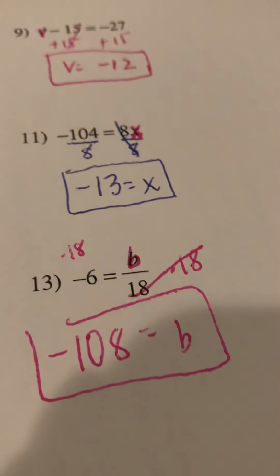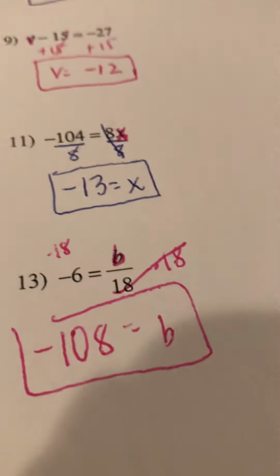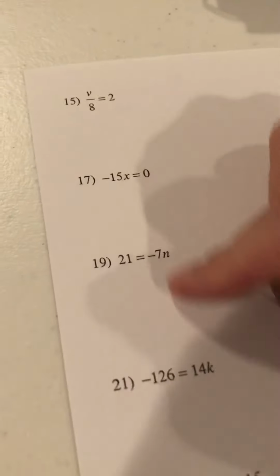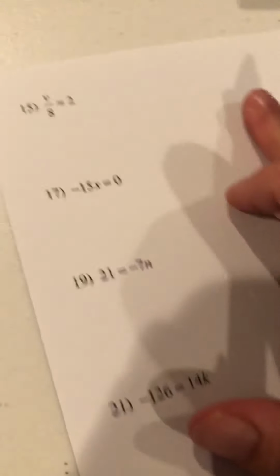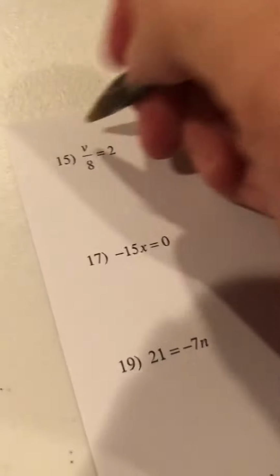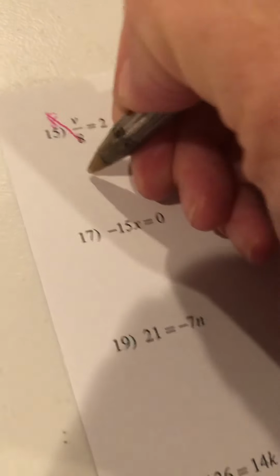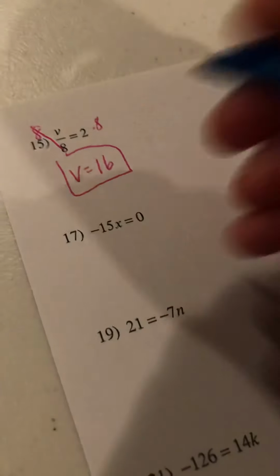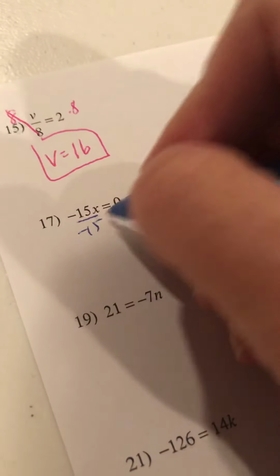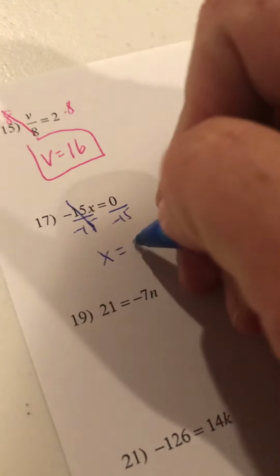Again, I'm going to recommend that at this time you pause and try the back side. I'm going to go ahead and show you how to do the back side, but if you can, try it without, and then just check your answers. All right, back at it. So that says v divided by 8, so we're going to times by 8. So v is 16. That's negative 15 times x, so we're going to divide. And 0 divided by anything is 0.